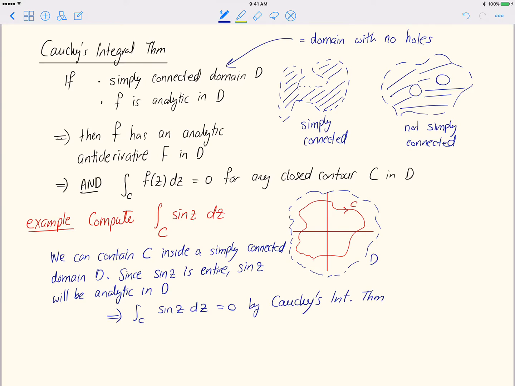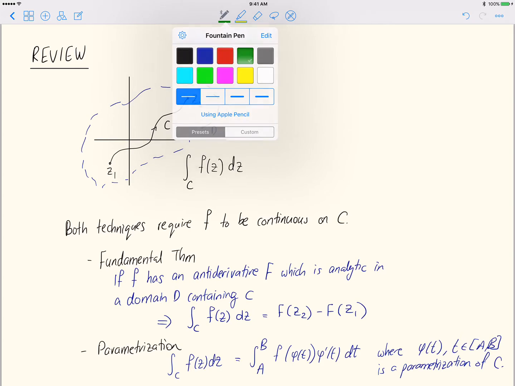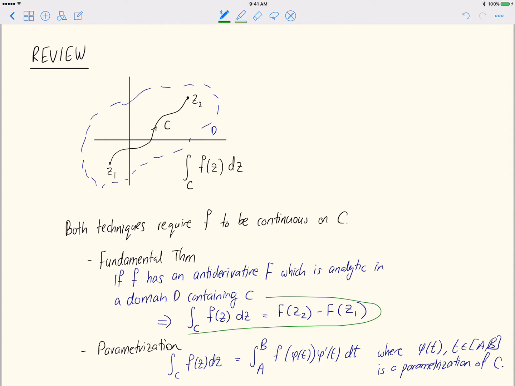Now, you may be thinking, what exactly is the power of this theorem? Because I could have just answered this question using the fundamental theorem, actually, right? If we go back to the fundamental theorem for just a second, remember that, what does it say? It says you calculate the antiderivative at the endpoints, and then you subtract. So, according to that theorem, if you're integrating around a closed loop, obviously your endpoints are going to be the same, right? Z1 and Z2 are going to be the same. So, of course, that integral is going to be 0.